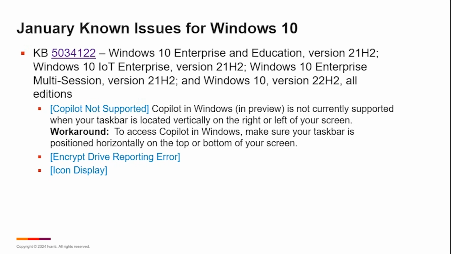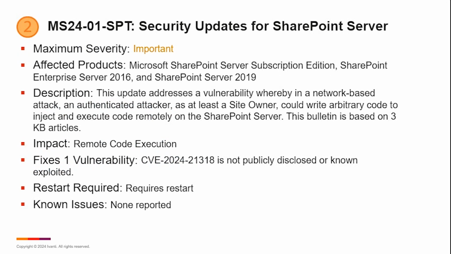And also this is one that just popped up. Turns out that wherever you're displaying your taskbar, Copilot will not show up properly. So you want to make sure that your taskbar is properly displayed and Copilot will pop up properly there. This version of Windows 10 also has that encrypt drive reporting error and the icon display issue. So some minor issues there, but be aware of them should you get any reports from your users. Those were the only 2 critical updates this month. The rest of them were all important.